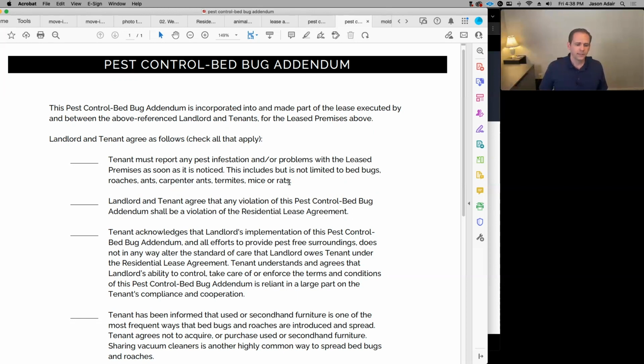And that's really the point of these addendums, saying, hey, listen, these are your responsibilities to report. This is what's going to happen if you don't report. This is when we can charge you. This is when we're not going to charge you. All of those different things.